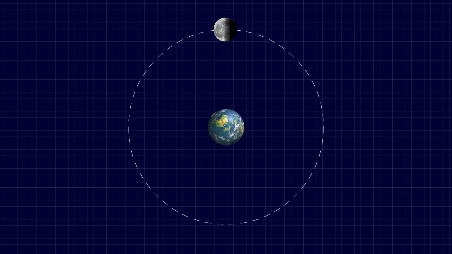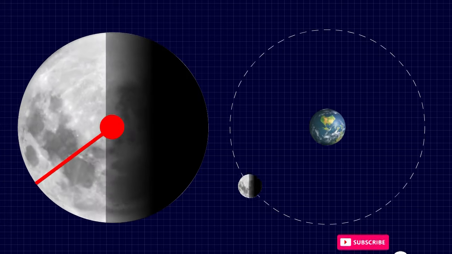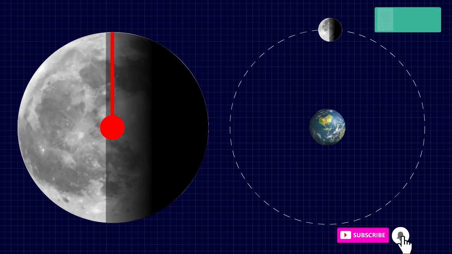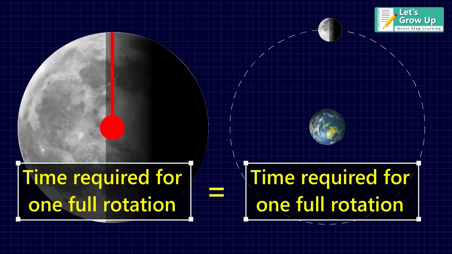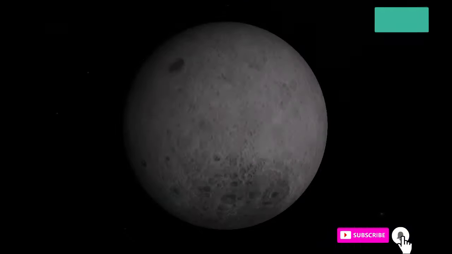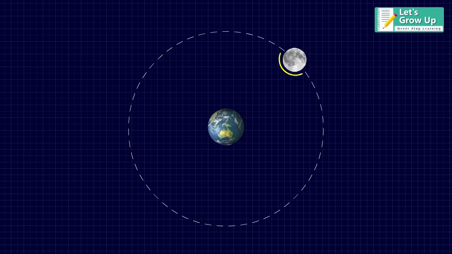Now, the unique characteristic of the moon is that it rotates once around its axis in exactly the same time it revolves around the Earth. In simpler terms, the time required for one full rotation equals the time required for one full revolution. This type of rotation is known as synchronous rotation. It is due to this synchronous rotation that we can only see one side of the moon.